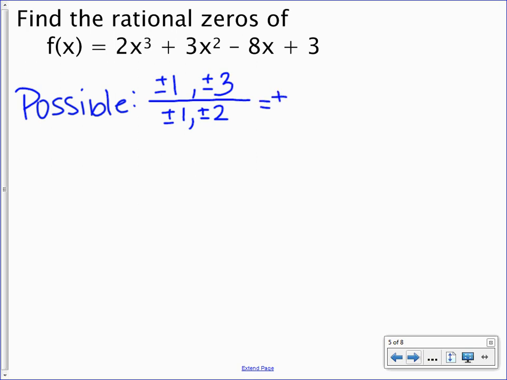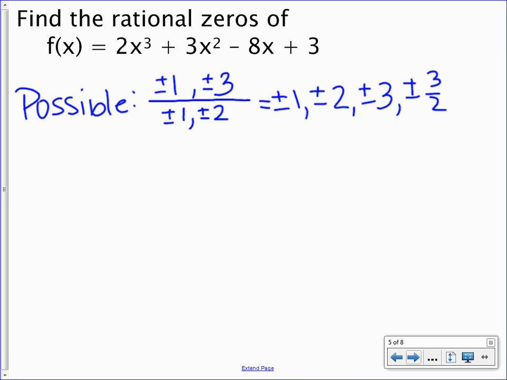We have 1 over 1. We have 1 over 2. We have 3 over 1. And we have 3 over 2. Okay? We have narrowed our rational zeros to 8 possibilities. Okay? That seems like a lot, but it's not if you compare it to infinity, right? Okay. So these are our possible rational zeros.